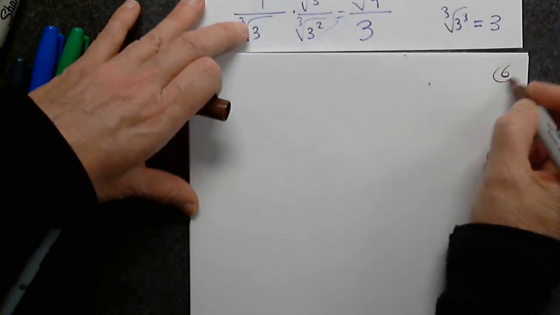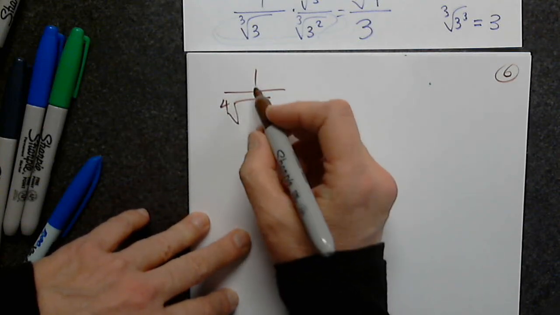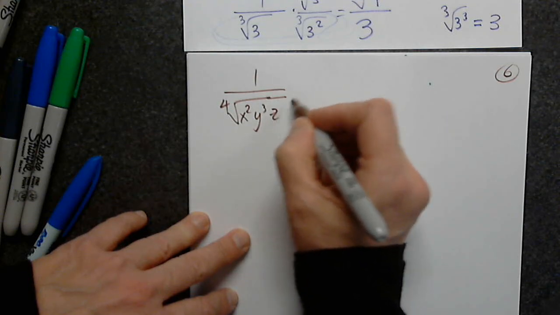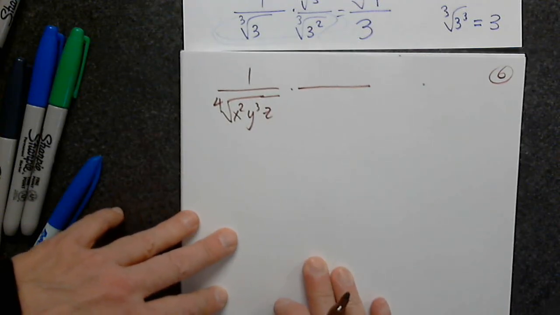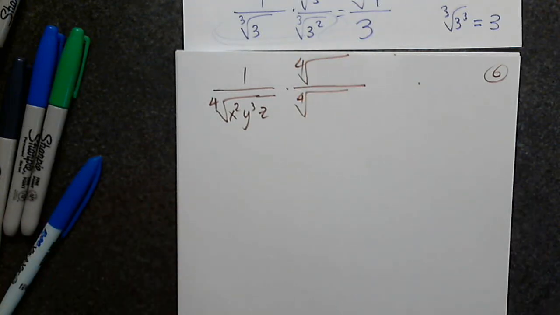Yes. Okay. So let's say I have 1 over the 4th root of x squared y cubed z. Obviously, I have to have the same root. Let's assume everything is strictly positive. So then what do I do? What do I rationalize by? So obviously it has to be the same index. But what do I need?